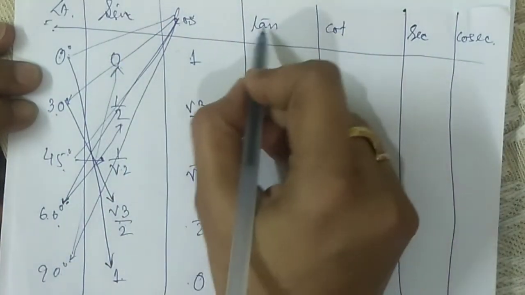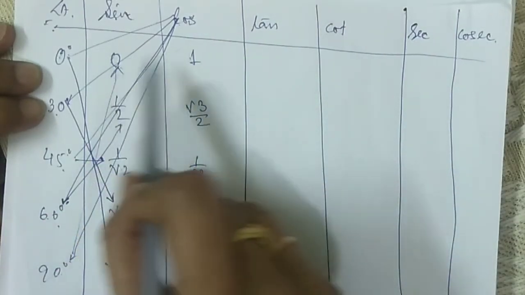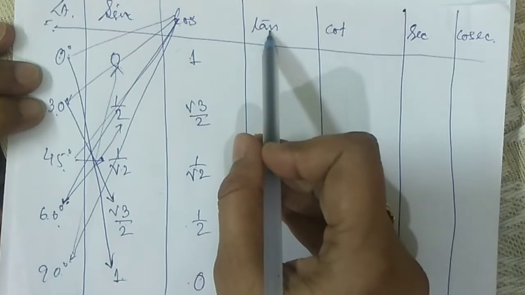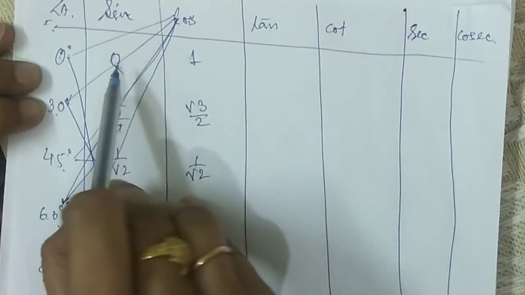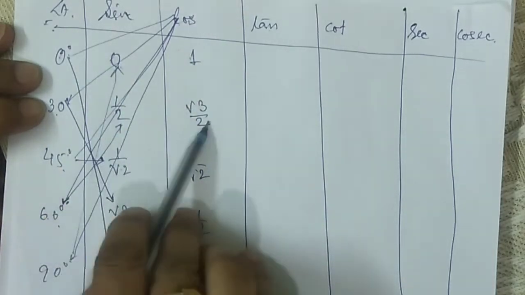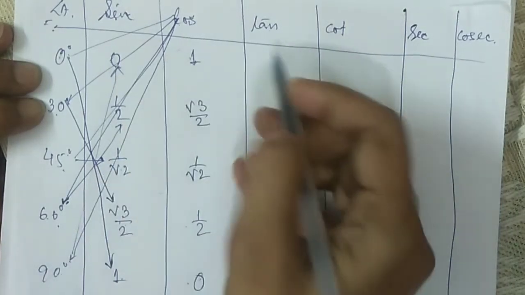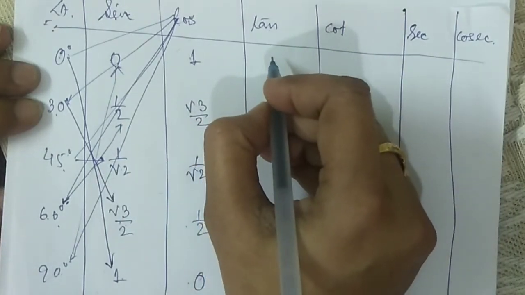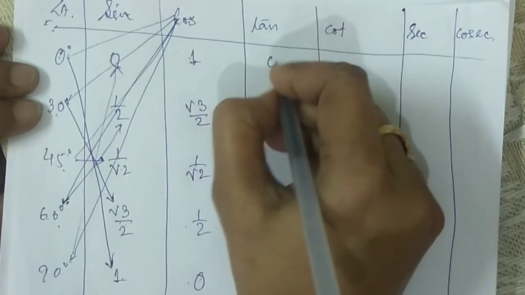Now for finding tan, what shall we do? Tan of any angle theta is equal to sin theta by cos theta. So you go on dividing sin by cos, sin by cos, sin by cos, and sin by cos. So 0 by 1, when 0 is divided by any number, it comes 0.